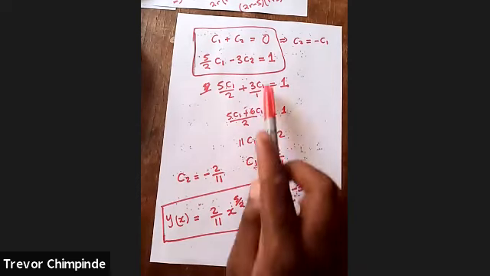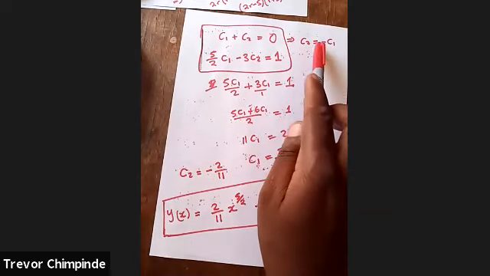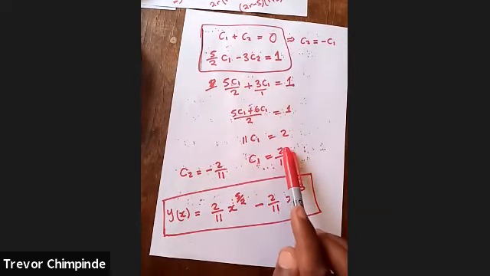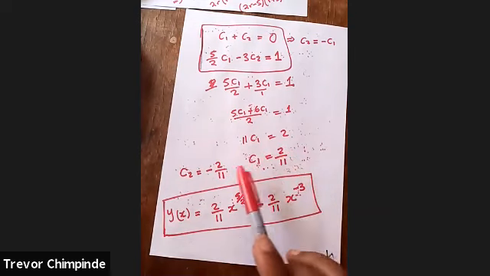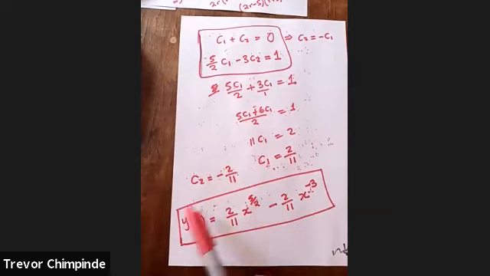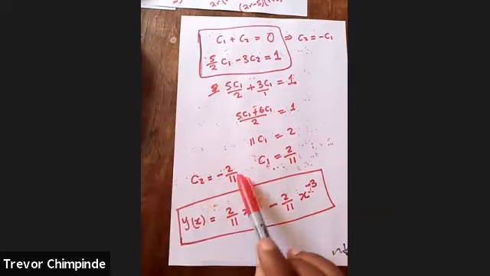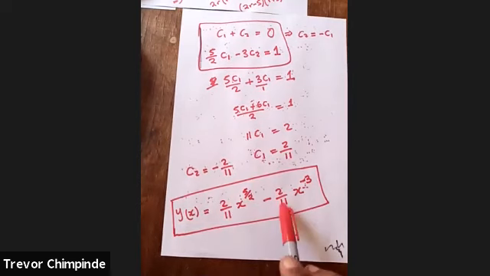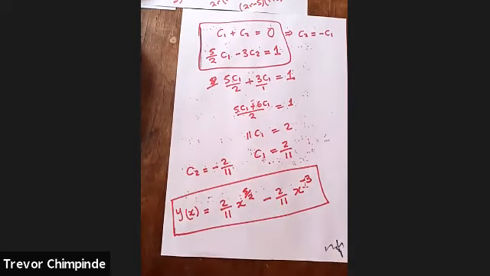After we found C1, we go back to the equation which says C2 is equal to negative of C1. So if C1 is 2/11 and C2 is the negative of C1, then C2 must be negative 2/11. So that's how we conclude that C2 is negative 2/11, and we just replace them in the equation. All right, thank you.